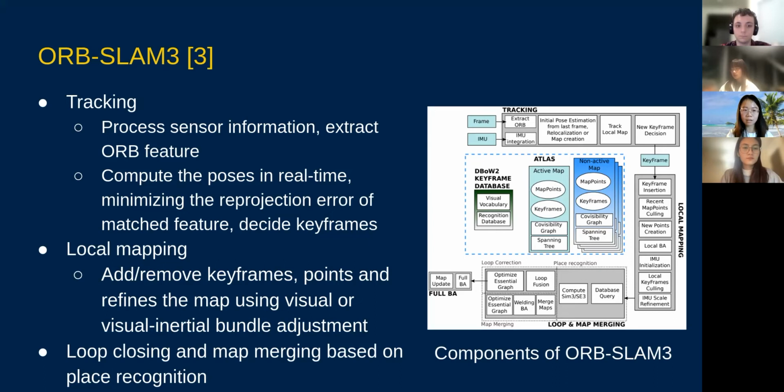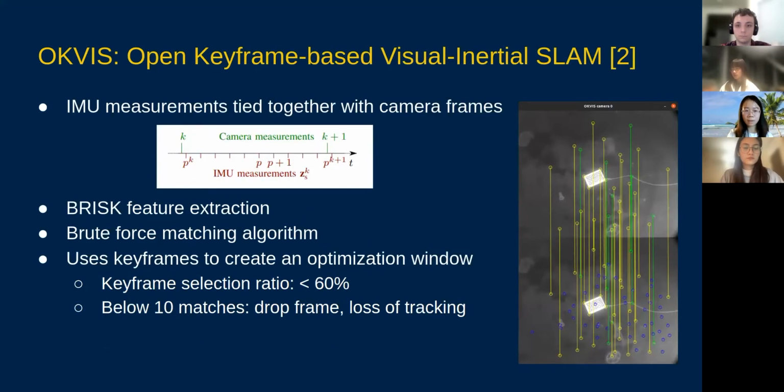The other is OKVIS. It combines the IMU measurements with camera frames and processes them together. It extracts BRISK features, does brute force matching to select keyframes, and does the optimization.